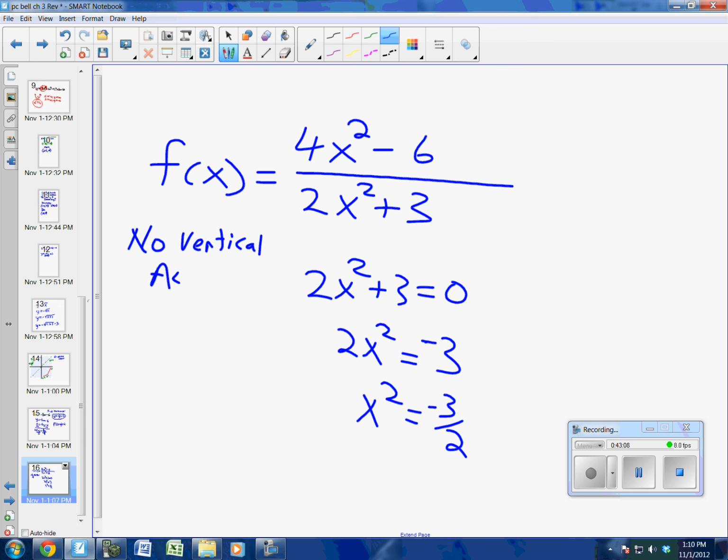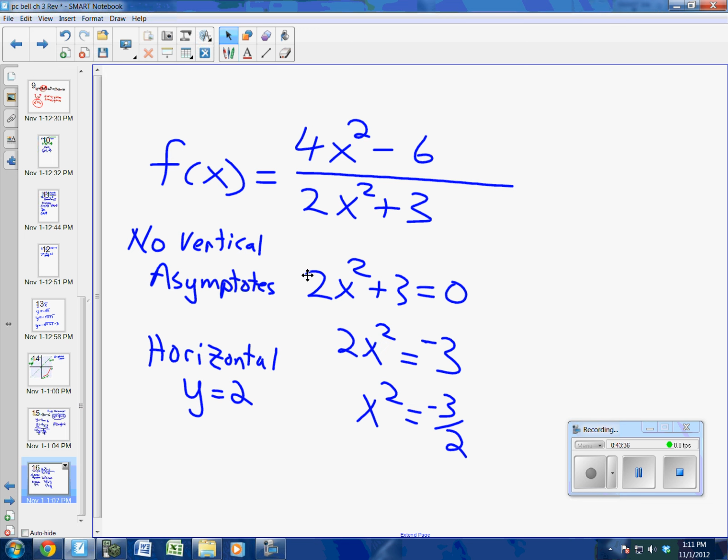Okay, how about horizontal or oblique? What does it have? It's got to be horizontal. At where? Y equals 2. There's a horizontal at y equals 2. How can you tell? If the power of the numerator, which is 2, is equal to the power of the denominator, which is 2, you divide the numerator coefficient by the denominator coefficient of those terms. So 4 divided by 2 is 2. So y equals 2 is your horizontal asymptote.